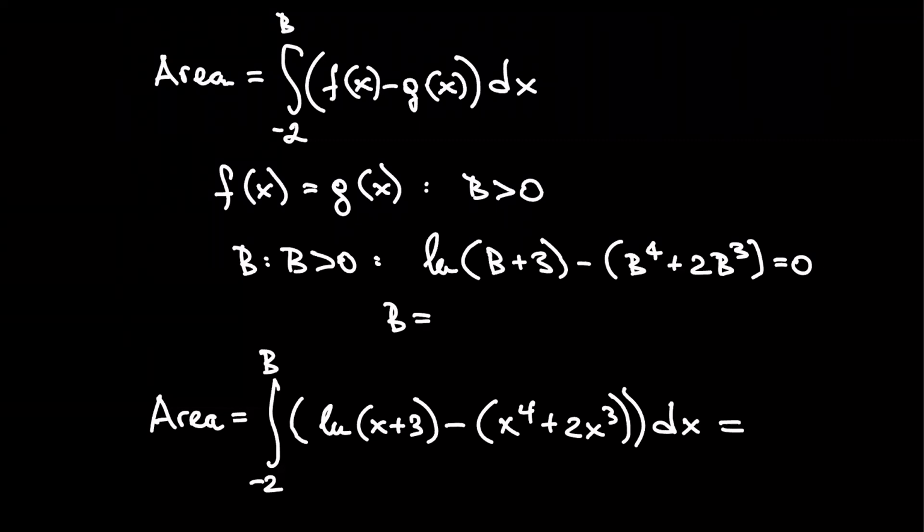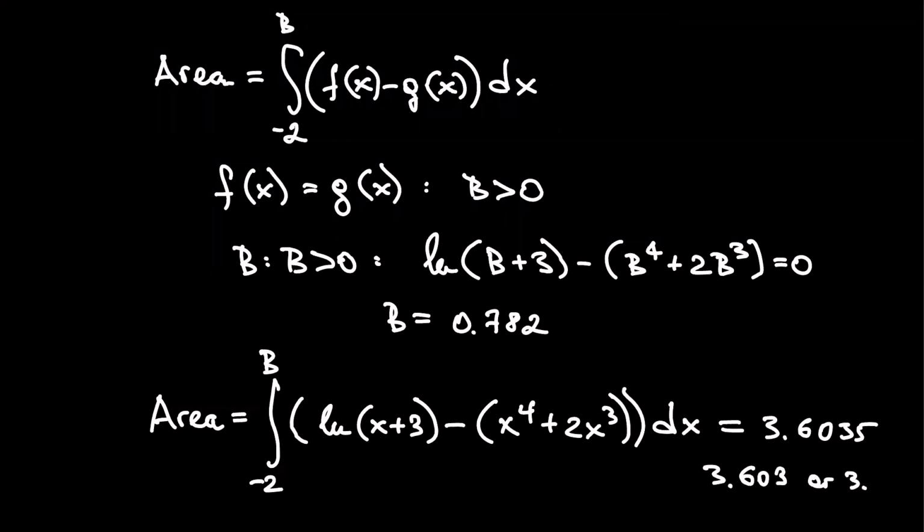And so as we just calculated, b is equal to 0.782, and the area, the integral, is equal to 3.6035. And so we can give an answer of 3.603 or 3.604. Let's move on to question B.